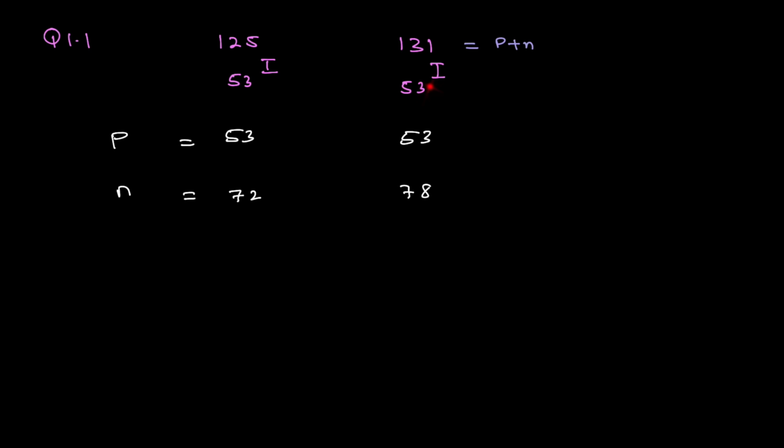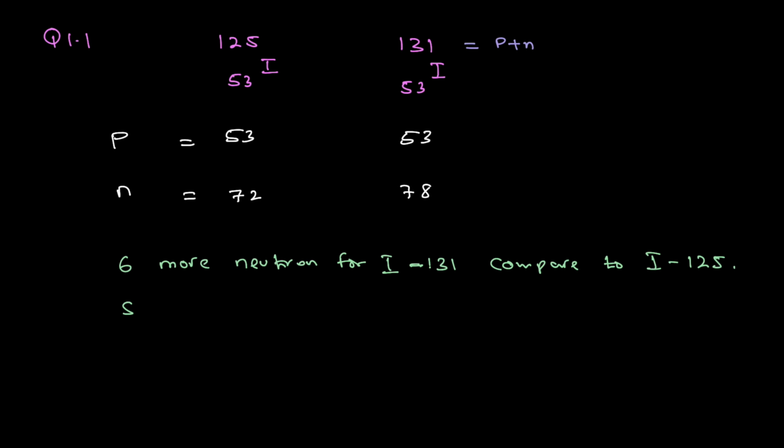Just to point out, this is the atomic number, which is the number of protons, and this is the mass number, which is the number of protons plus neutrons. The question is asking for the difference in the constituents. Well, the difference is going to be the number of neutrons. Iodine-131 has 78 neutrons, so you have 6 more neutrons for iodine-131 compared to iodine-125, but they have the same number of protons.